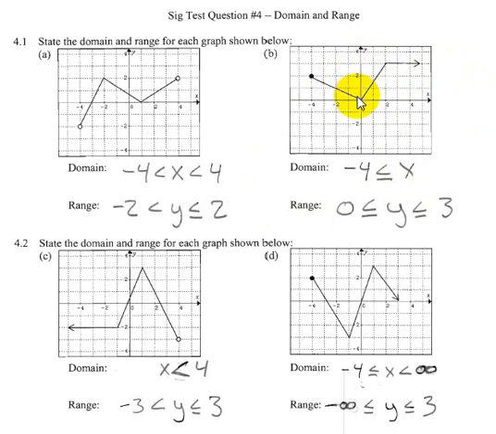Smallest y value is at 0, and it can equal it. It's not an open circle. And my largest y value is all the way up here at 3, because if I plug in 4, I get out 3. I plug in 5, I get out 3. I plug in 1,000,000, and I get out 3. So that's my largest one, and it can equal it. It's not an open circle.